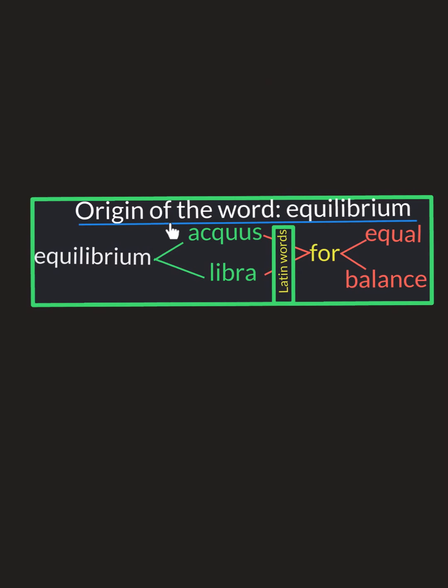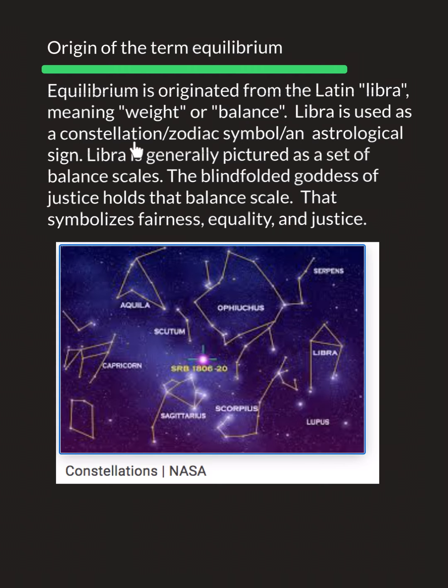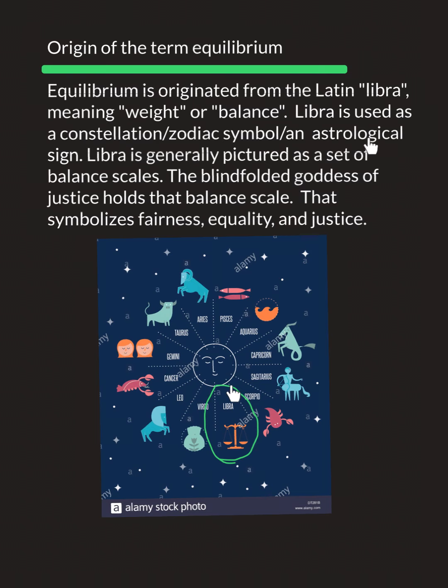Here comes the origin of the word equilibrium. Equilibrium is derived from Latin words aequus and libra. Aequus is for equal and libra means balance. Equilibrium is originated from the Latin libra, meaning weight or balance. Libra is used as a constellation, zodiac symbol, or an astrological sign.